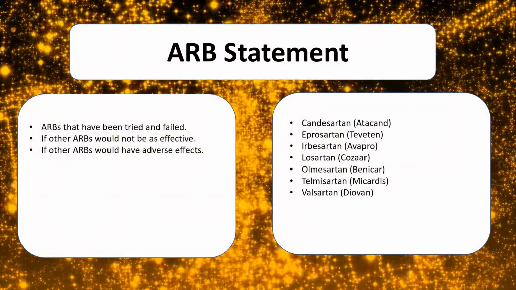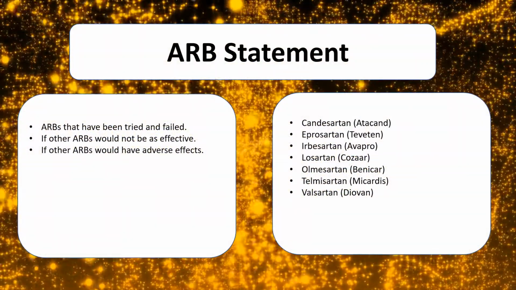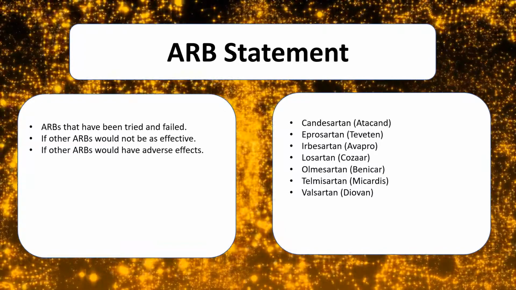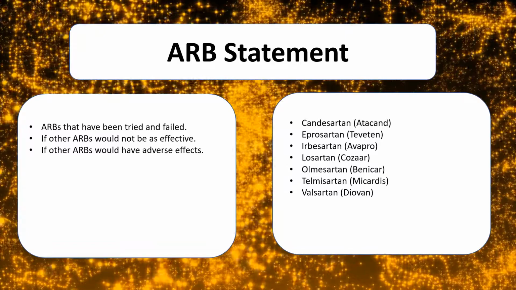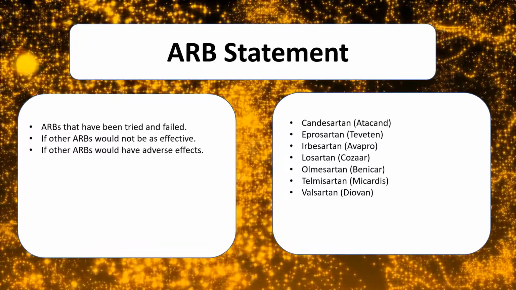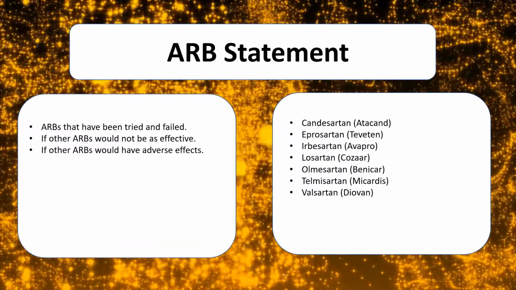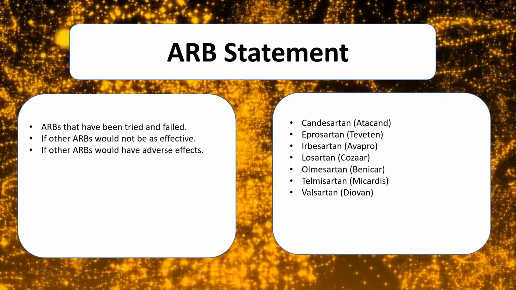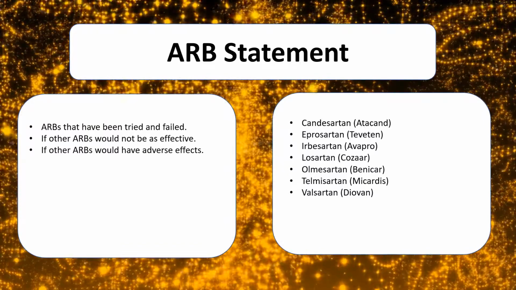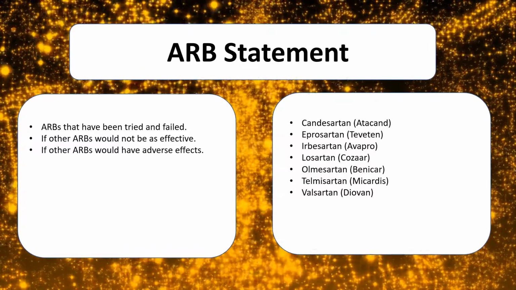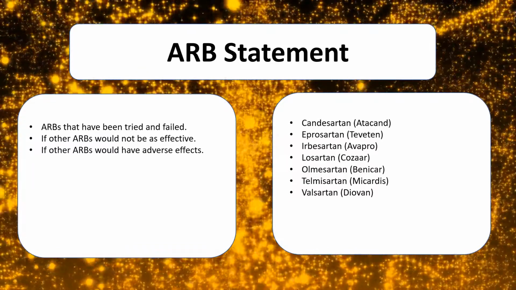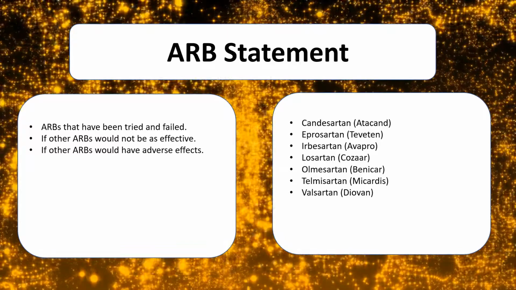For the ARB statement, what we need to know is what ARBs have been tried and failed in the past, and some of the common ones are listed on the right-hand side: losartan, valsartan, telmisartan, olmesartan. What ARBs have they tried, even if they haven't tried any, or if alternative ARBs would not be as effective.